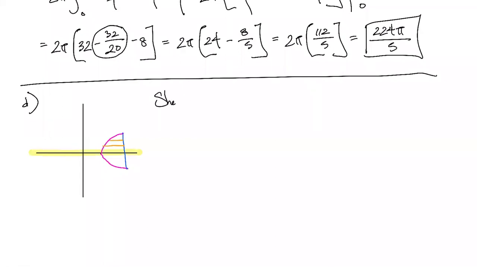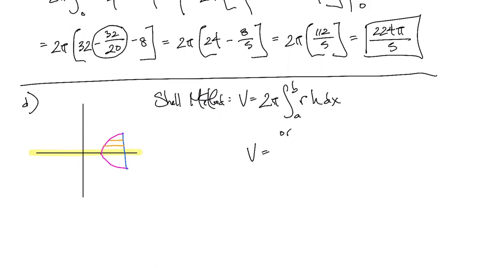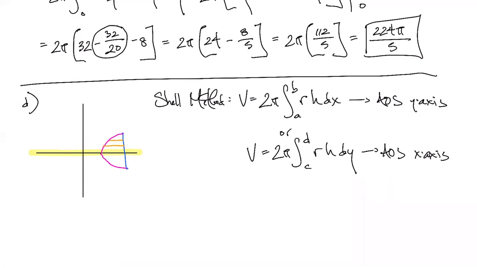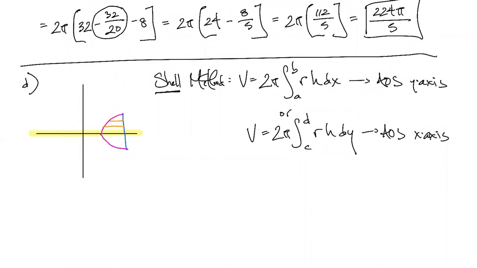So in general, shell method means you can choose one of two equations. Volume equals 2 pi, the integral from a to b of the radius times the height dx. Or volume equals 2 pi, the integral from c to d of the radius times the height dy. Now, in this case, if your axis of revolution is the x-axis, it's actually going to be dy. And if you use an axis of revolution of the y-axis, then you'll actually be setting up your integral with dx, okay?